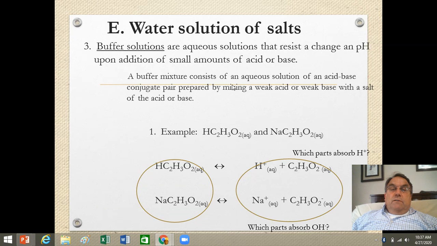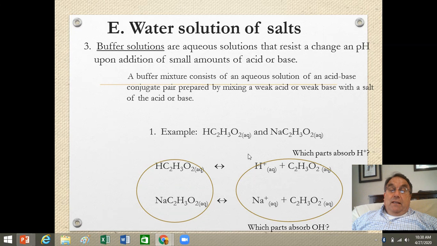A buffer is a mixture consisting of an aqueous solution of an acid-base conjugate pair. So there's two ways of making them. One is by mixing a weak acid with the salt of that weak acid, and the other is made by taking a weak base and a salt of that weak base, and that is what the conjugate acid-base pair is. Okay, so this one is acetic acid and sodium acetate. So when we mix acetic acid with sodium acetate, we get a buffer solution.